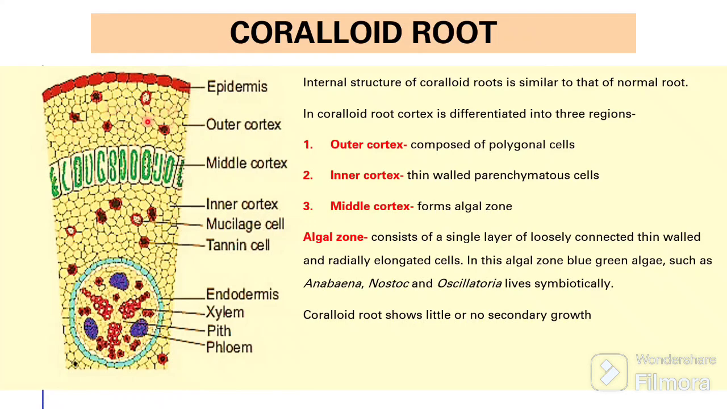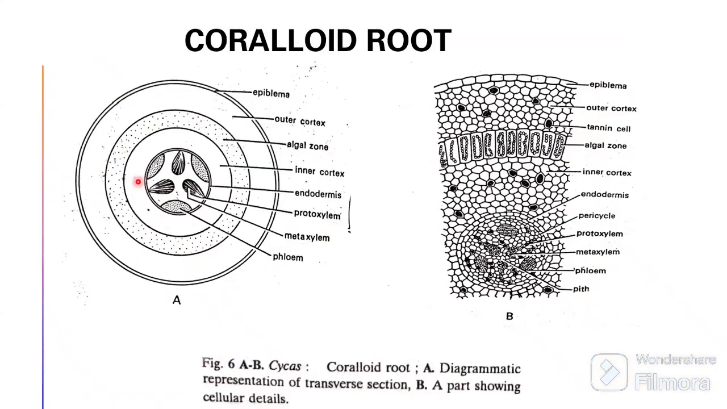Outer cortex has polygonal cells. Inner cortex has thin-walled parenchymatous cells, and the middle cortex forms the algal zone, where endophytic algae such as Anabaena, Nostoc, and Oscillatoria are present and live symbiotically for nitrogen fixation. One important point is that the coralloid root does not participate in secondary growth. This is the transverse section of the coralloid root, where we can see the epiblema, the cortex differentiated into outer cortex, algal zone, and inner cortex, then followed by endodermis, pericycle, and vascular tissues.